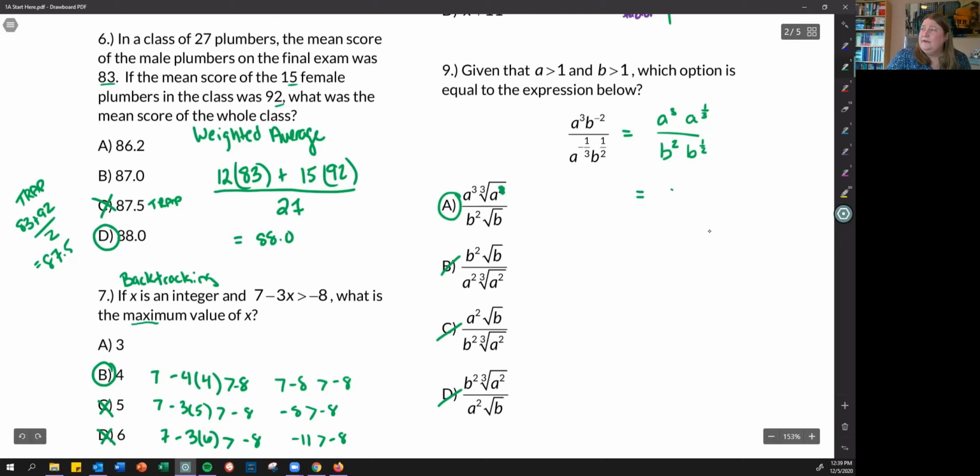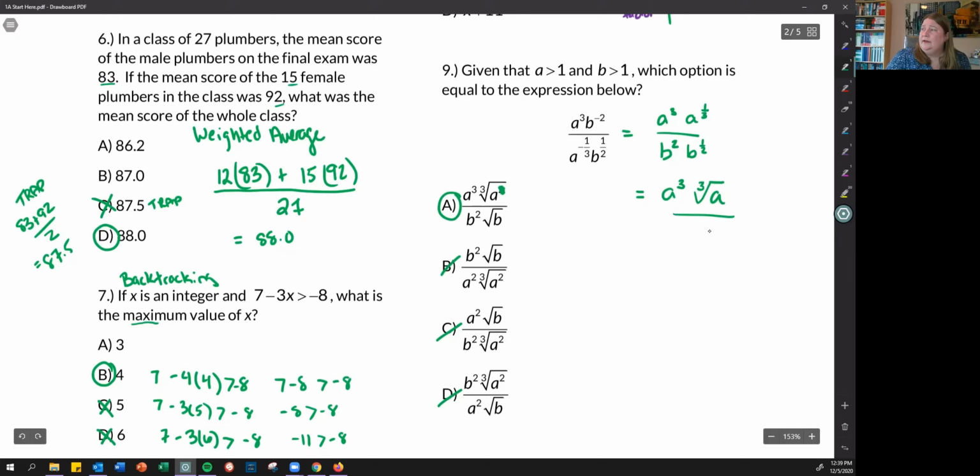A to the third, I'm going to leave alone. But a to the 1/3, that 3 in the denominator, that is going to become the index. So this is a cubic root. And if there was something other than 1, like say that there was an exponent, I would put it here, just the numerator though, not the denominator.